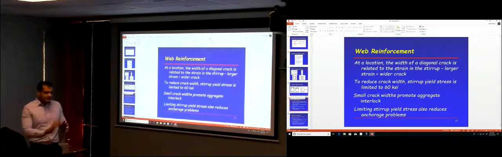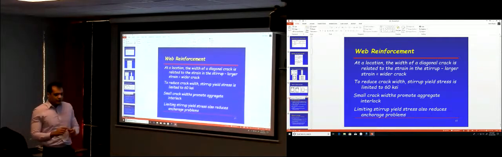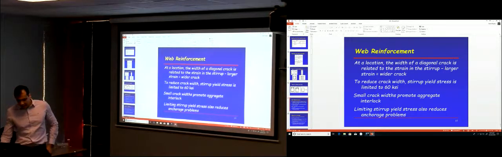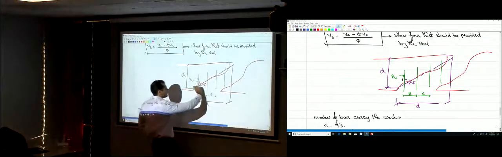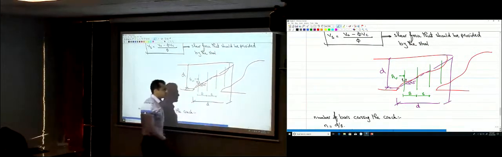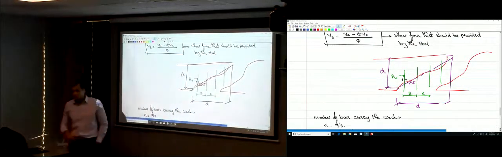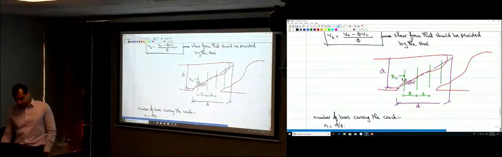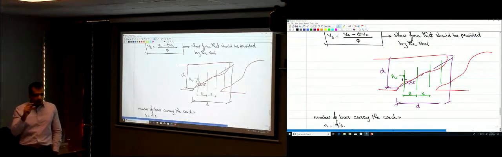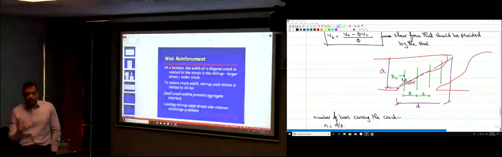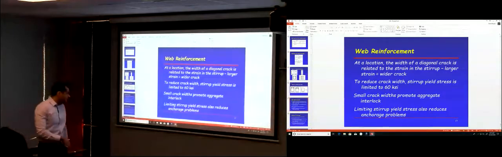Why is that? Because as the strain in the stirrups increases, okay, the width of the crack is going to increase. We said we have this inclined crack over here, right? We have this crack, so we want to limit the width of this crack to be as small as possible. So as the strain here increases, the width of that crack is going to increase. So to limit the strain or the width of this crack, you have to limit the stress or the yield stress of the steel, okay, to just 60 ksi.